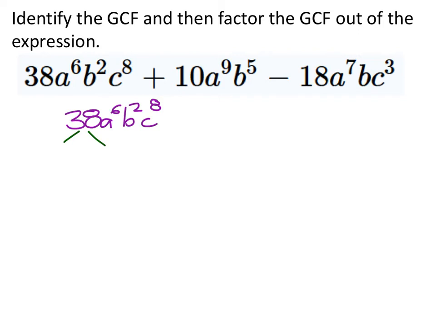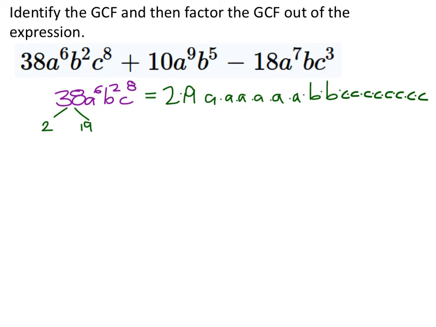So 38 can break up into 2 and 19. Oh, actually, that's not too bad. So 38 broke up into 2 times 19, right? And then we still have that a to the 6th, which I may decide to break up later. I don't know, it depends. I'm going to write it out completely just so we can see one example of that, okay? So this is just this term factored out completely.